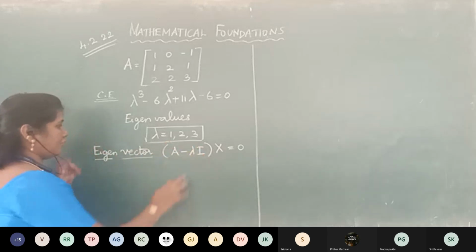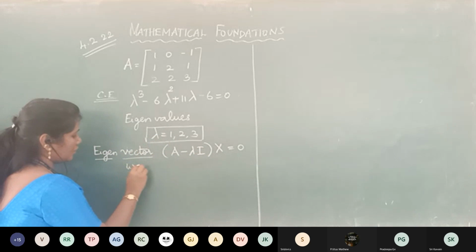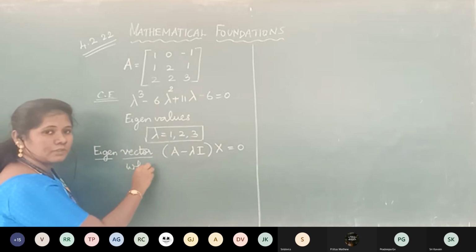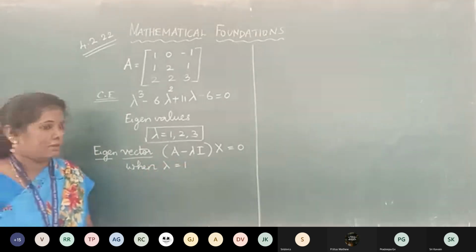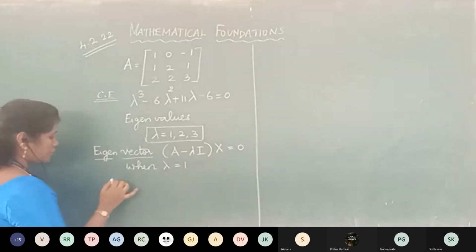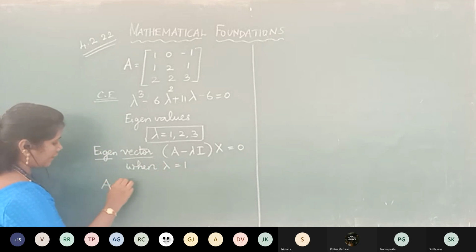So first we will start with lambda is equal to 1. When lambda is equal to 1, what would be the eigenvector? So your given matrix is A minus lambda I.